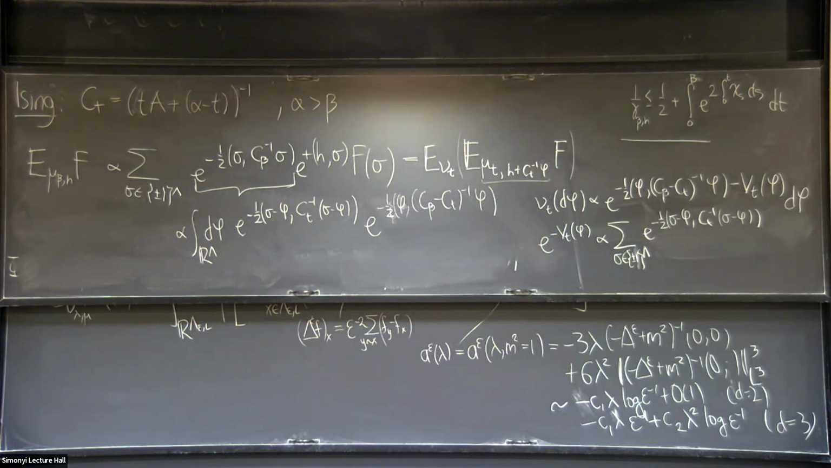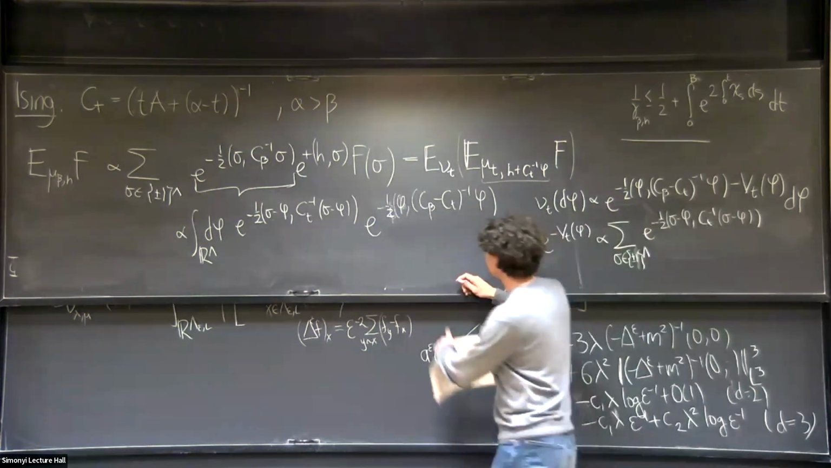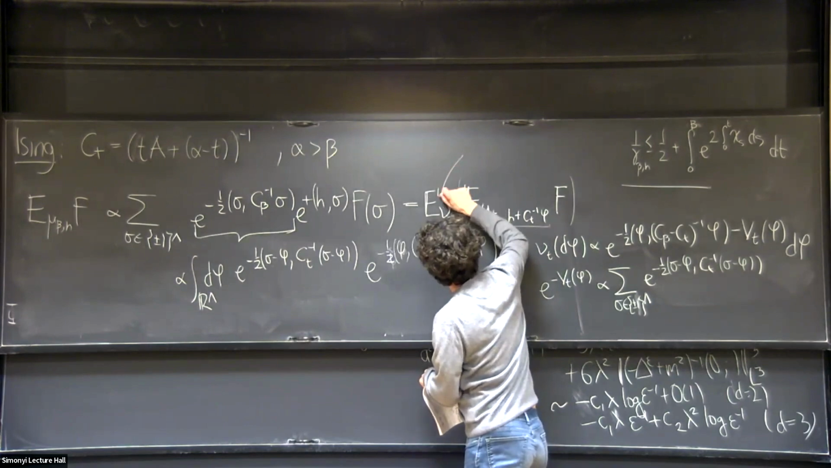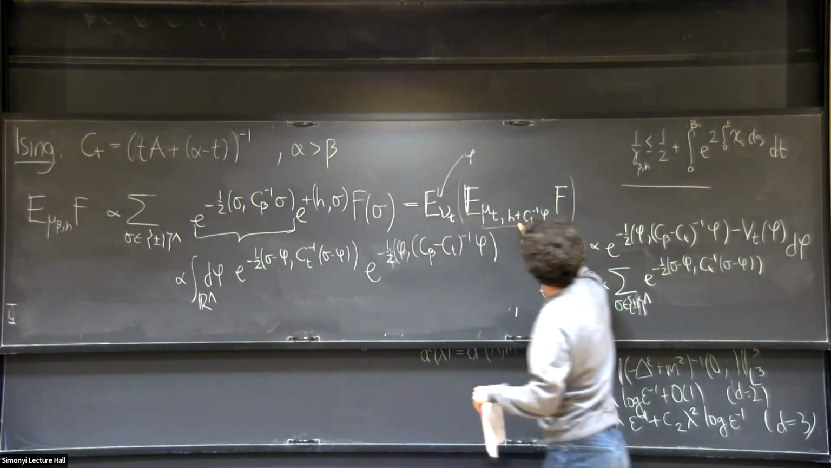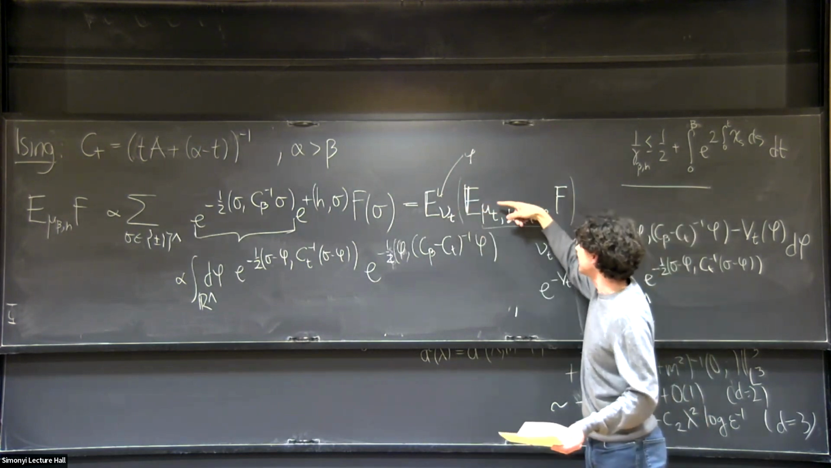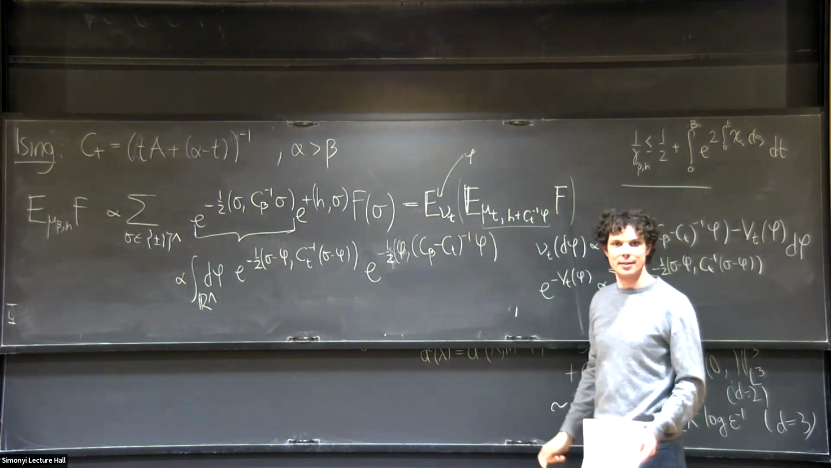So you have the phi measure. This is the measure on phi. But this measure depends on phi. Yes, I understand. So we have a measure on phi and then a measure inside that depends on phi.